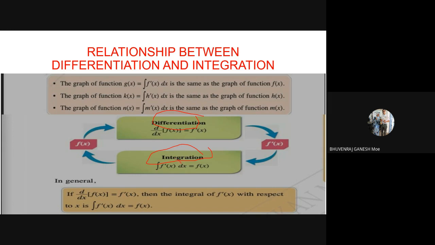Okay, so from f prime x, kalau kamu kamikan dia, if you integrate f prime x, you will get fx. Okay, if you differentiate fx, kalau kamu bezakan fx, kamu akan dapat f prime x. Okay, ini adalah hubungan dia sebenarnya. This is the relationship between differentiation and integration. Okay. So maksudnya, I want to ask you a question, guys.